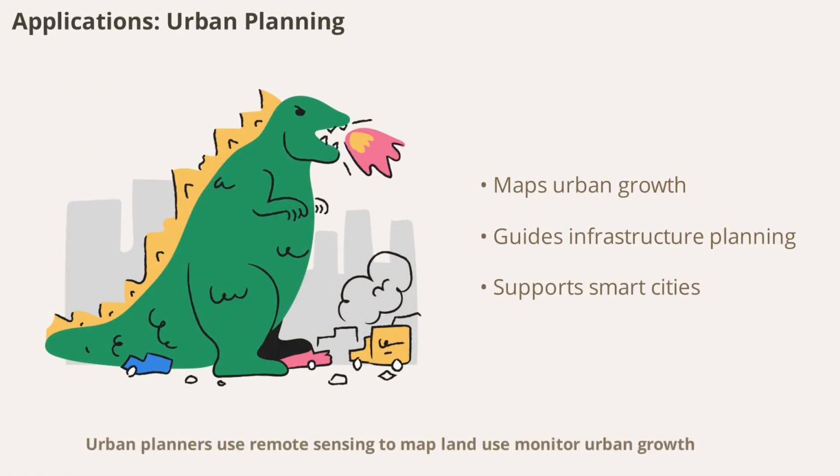Urban planners use remote sensing to map land use, monitor urban growth, and manage infrastructure. High-resolution satellite imagery provides detailed views of cities, helping planners design more efficient transportation networks, manage resources, and plan for sustainable development. Remote sensing data is also used to assess environmental impacts and guide smart city initiatives.